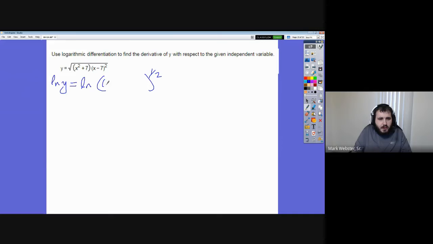So we got x squared plus 7 times x minus 7 squared. And remember, this exponent distributes to both of these. So what we have is the natural log of x squared plus 7. And then since these are times, we break it into two natural logs. And then half of 2 here is 1, natural log of x minus 7.